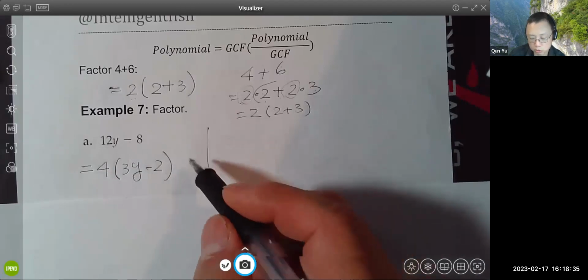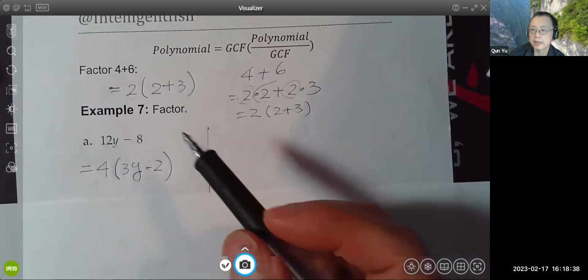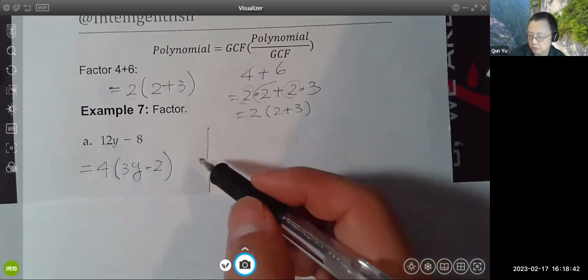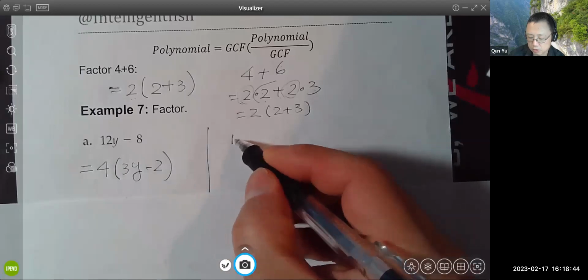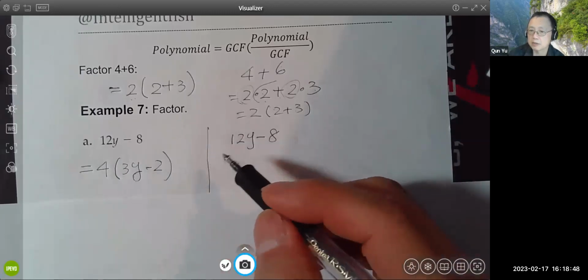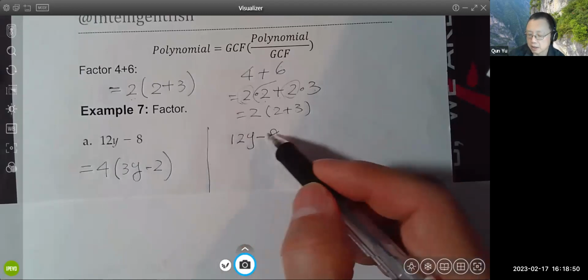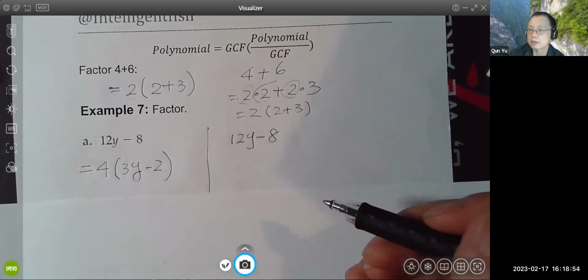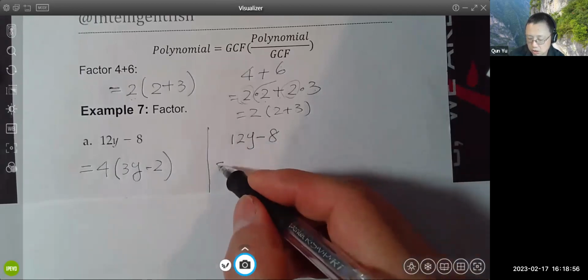And in that case, you don't have to figure out the greatest common factor. As long as you have a common factor, it's all good. Let me show you. Let's redo this one, pretending that I don't know 4 is the greatest common factor. I only see 2 is a common factor because both are even numbers, right? So let's go with 2.